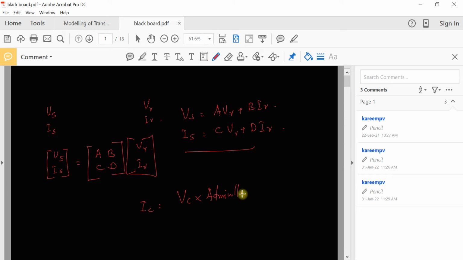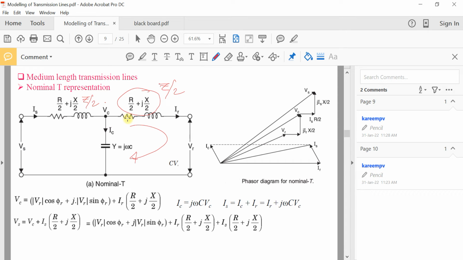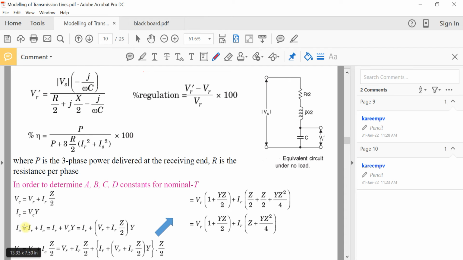Admittance is actually the reciprocal of impedance. Here you can see that VC into jωC is IC, which you can get from here also. This is the current IC, and that is the formula we have written here: IC is equal to VC into Y.